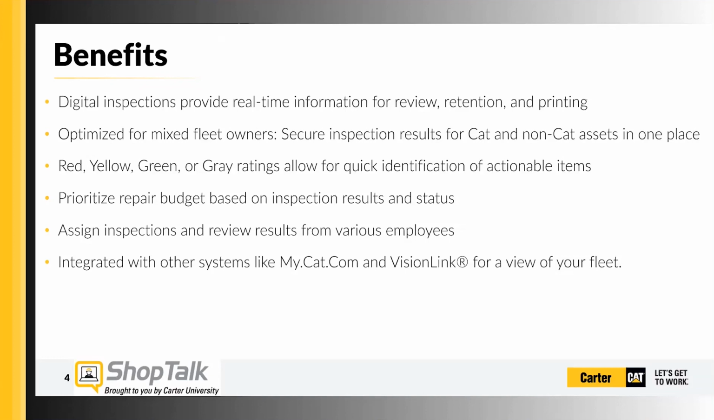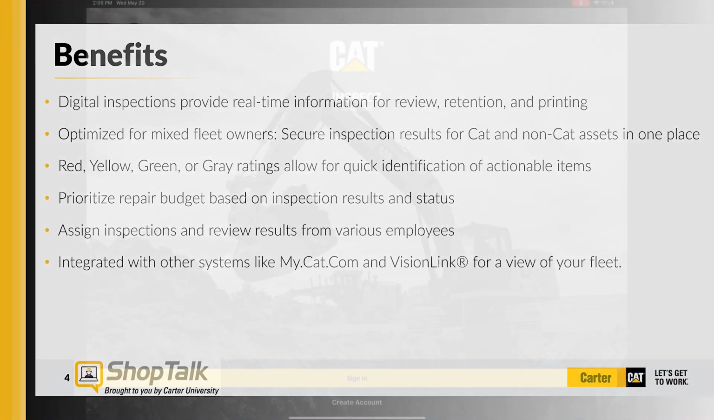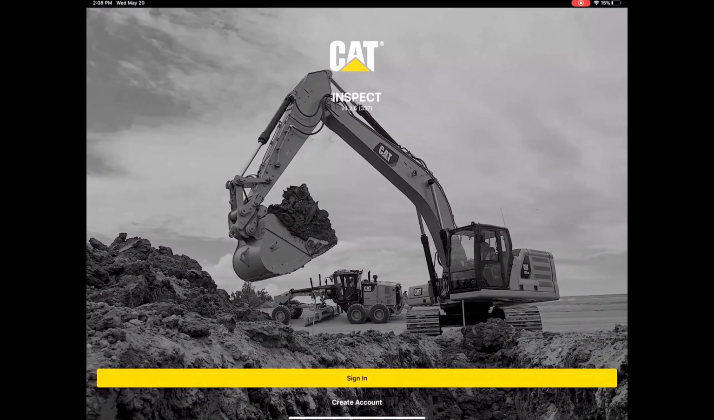We can assign inspections and review the results of those inspections from different employees. And then lastly, it's integrated with other systems like my.cat.com and VisionLink. So maybe you're using my.cat.com to view your oil sample results. Well, your inspection results are also in my.cat.com, as well as through the CAT Inspect website. So those are some of the benefits. I'm sure there's many more that we haven't mentioned on this page.